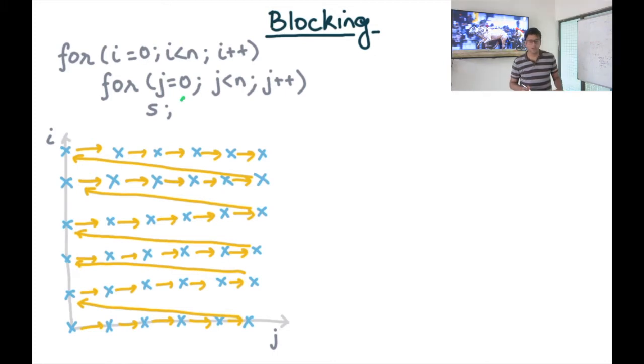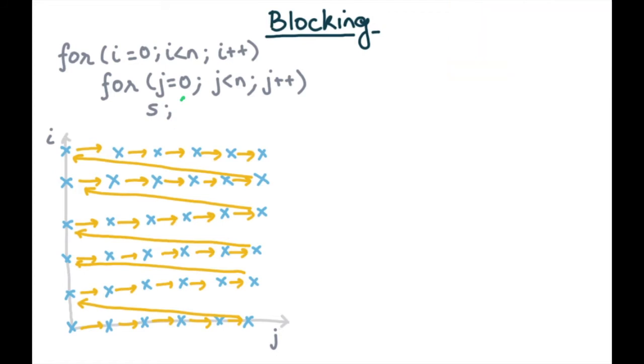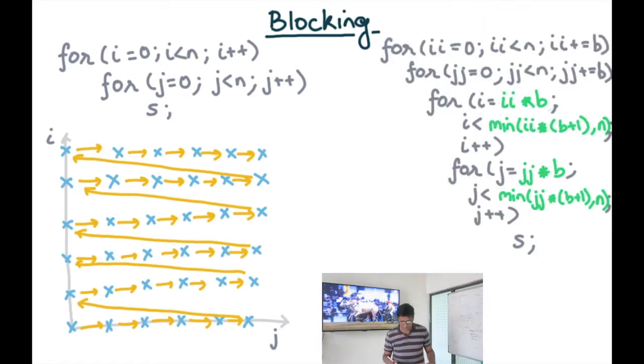And what is blocking going to do for us? Blocking is going to change the execution order. For now, let's assume that when we do blocking, we are preserving the data dependencies, and that's going to be a requirement. But for now, let's just assume that S is completely data independent or something like that. And if it is, then we can do the following.